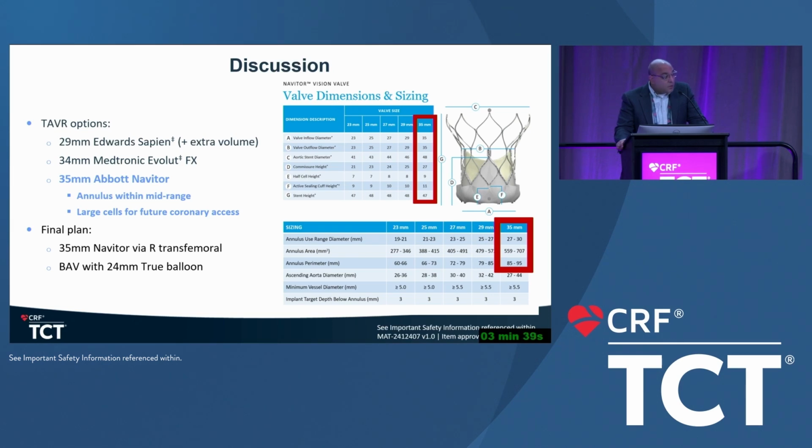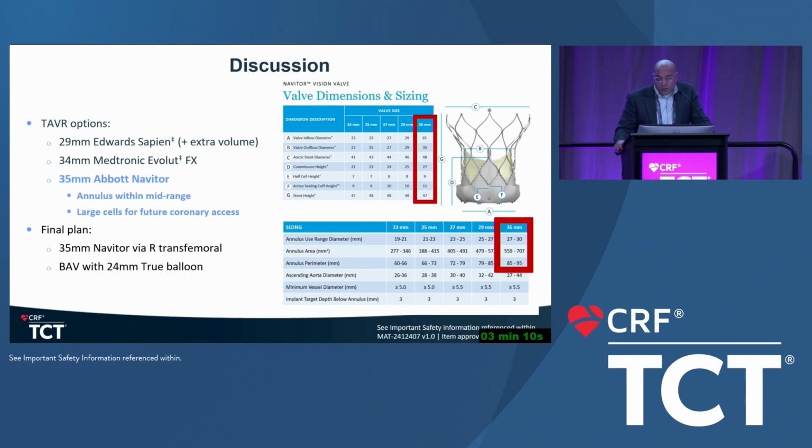If using a Sapien, we would probably add some extra volume. We're at the border of what we can treat with a 34 millimeter Evolut, but we're right in the center of the treatment range with a 35 Navitor, and so that's what we plan to do. We were going to do a pre-BAV with a 24 millimeter True balloon, and I'll ask you guys your experience as well.